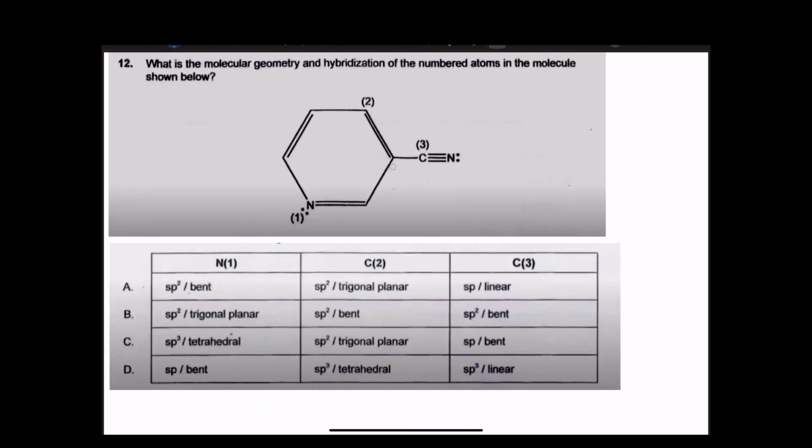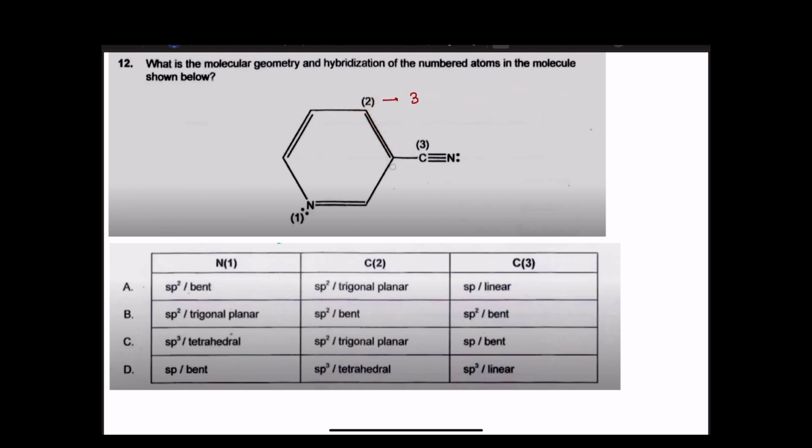What is the molecular geometry and hybridization of the numbered atoms in the shown molecule? So I'll actually calculate how many electron pairs are around the central atom. If I want to calculate the number of electron pairs, I take double bonds as a single electron pair like this. So for this one, it has 1, 2, 3 because there's a hydrogen attached. 3 electron groups basically. 3 groups means the hybridization will be sp2. So C2 will be sp2 hybridized, and here there is no lone pair, so it will be sp2 trigonal planar.